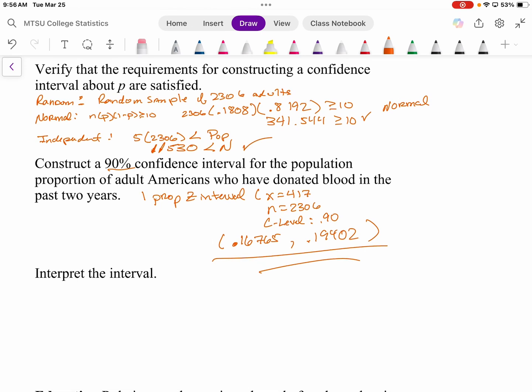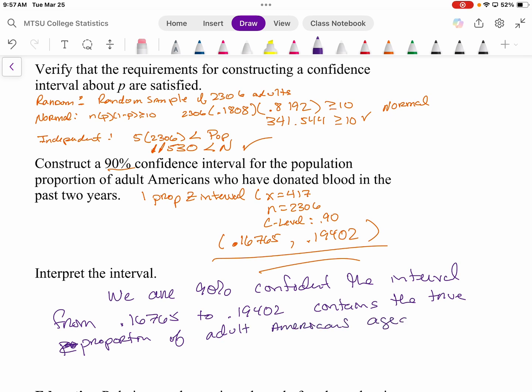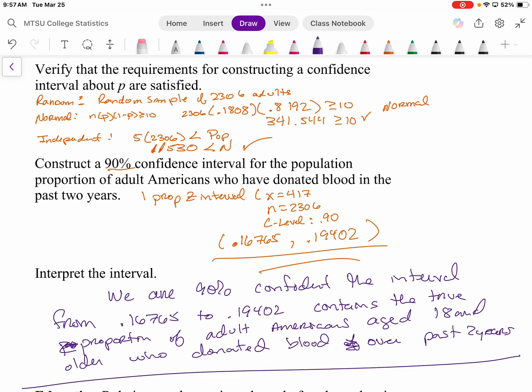So here's my interpretation. I know the bell's getting ready to ring in a minute. We are 90% confident the interval from 0.16765 to 0.19402 contains the true proportion of adult Americans aged 18 and older who donated blood over the past 2 years. So that would be like the full conclusion statement.